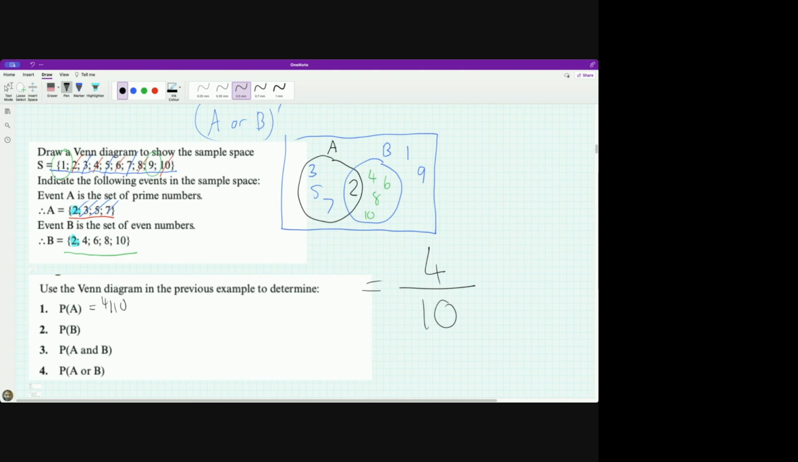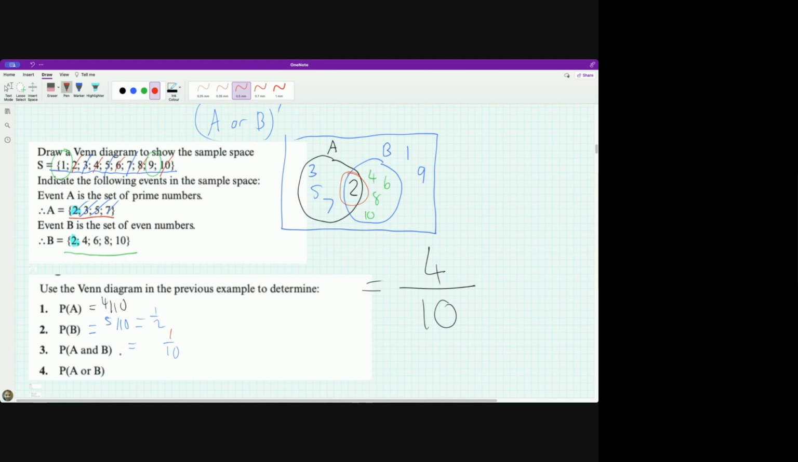Okay, so B, how many items are there in B? Well, B has 1, 2, 3, 4, 5. So this has to be 5 out of 10 or a half. For this one, it's still going to be out of 10, but what is the probability of being in A and B? The only thing is that 2. So this is a 1 in 10 chance. So it's not very likely that you're in both of those.